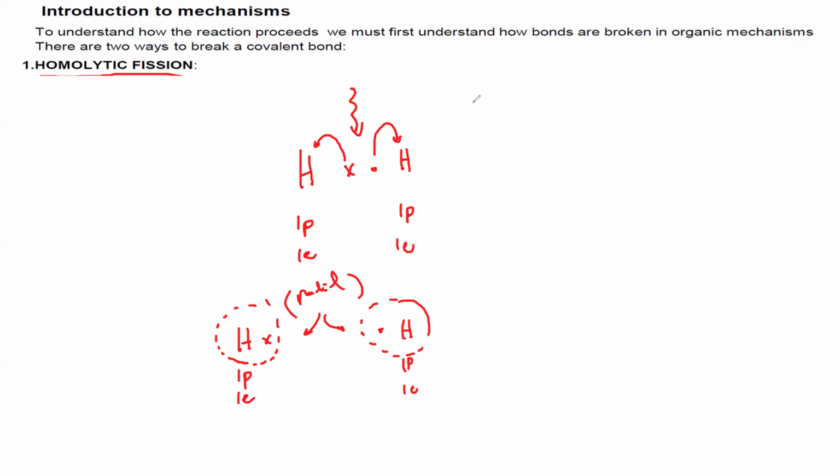Another example, let's take the example of fluorine. This is the last shell of a fluorine. The two fluorine atoms have a covalent bond between them. How many protons are there in a fluorine? There are 9 protons. And how many total electrons? 9 electrons. This one also has 9 protons and 9 electrons.